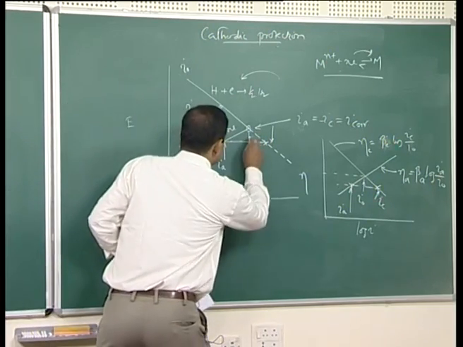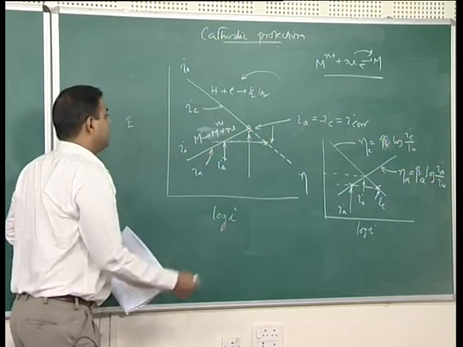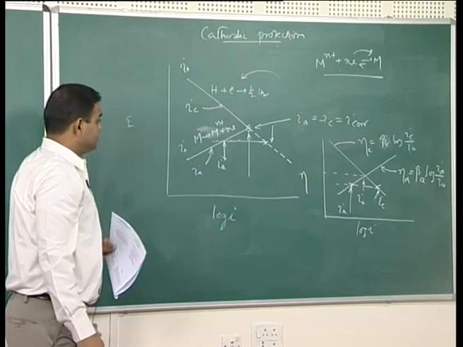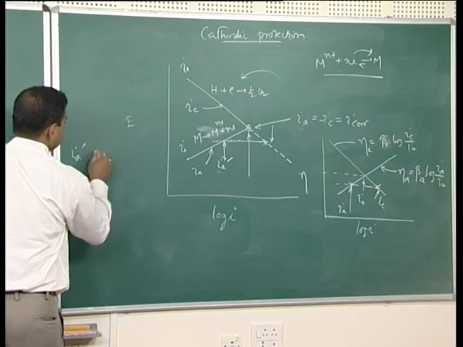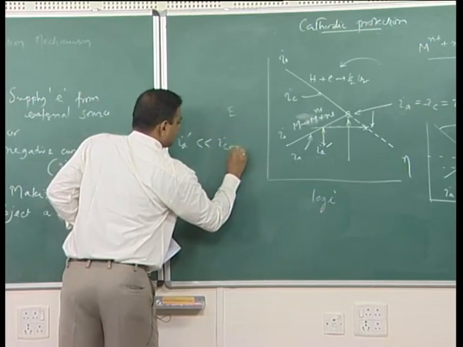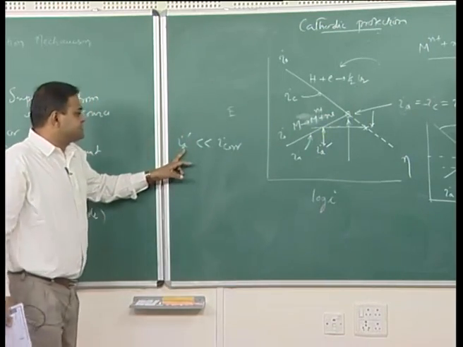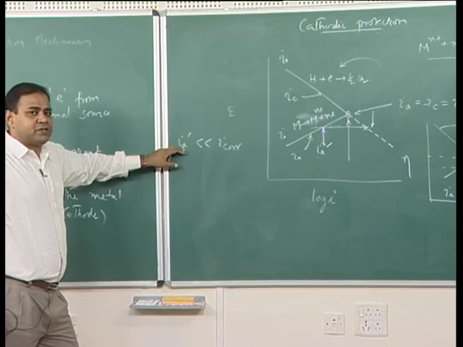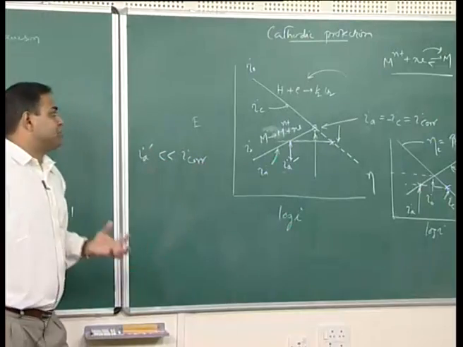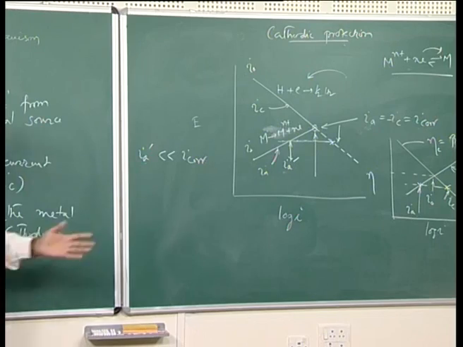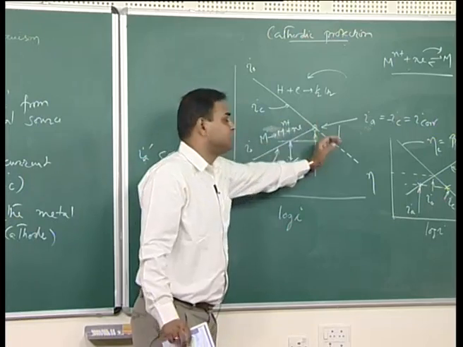So, here now because of this, my current density for the anodic has reduced. That means, let us say I_A dashed is less than I_corr, because this is in log scale. So, what does it mean? If the anodic current density is reduced, hence it is clear that my corrosion rate has reduced. So, this is the concept for cathodic protection.